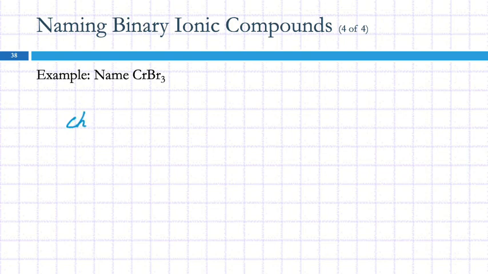Well, Cr stands for chromium. And then you ask yourself, is chromium in group 1A, 2A, 3A, zinc or silver? No. It'll need a Roman numeral. Let's not worry about it yet, but we're going to put the parentheses there so we don't forget to come back to that. And then Br is bromide. Bromine, that's not right. Bromide.